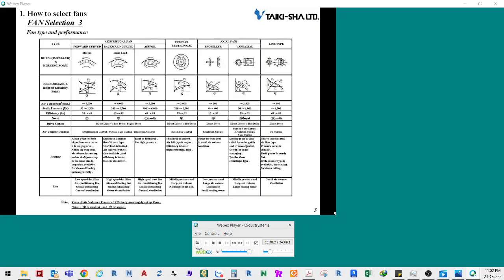A classification table of fans is shown on this slide. For air conditioning, thoraco type and limit load type fans are generally used. Thoraco type fans are commonly used for up to 1300 pascals of static pressure. Limit load types are commonly used for over 1300 pascals of static pressure. In most cases, thoraco type fans are selected. If a small quantity of airflow is required, pipeline type fans are also used.